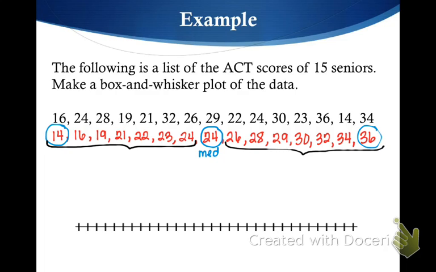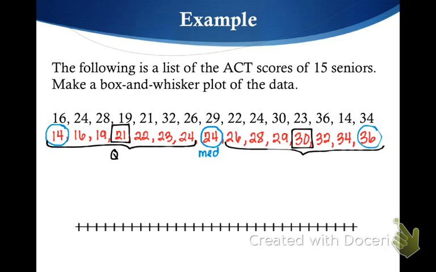Okay? Now, notice that if we had an even number of data entries, we wouldn't have used either of those two middle numbers. So you would still count those towards the lower half and the upper half. So now we need the median of each of these, which is going to be 21 down here, and the median is going to be 30 here.